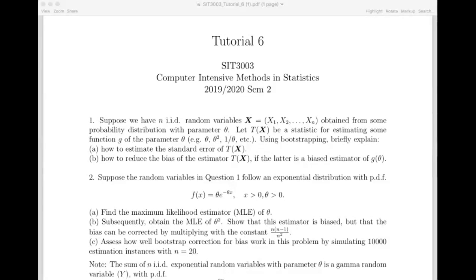So for this question, question 1 is basically just about the concept of bootstrapping. So it's just a conceptual question. I'm just going to briefly go through this.